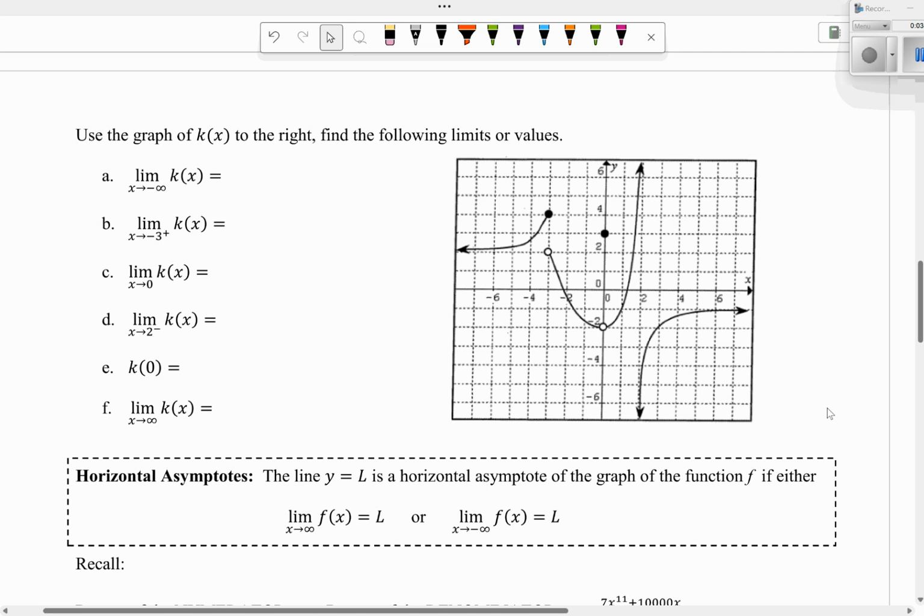So for A here, the limit as x approaches negative infinity. So as we're approaching negative infinity, it looks like we have a horizontal asymptote on the graph right here at 2. The limit as x approaches negative 3 from the right. Remember, this is the right side. So negative 3 from the right side would be right here in my graph. So it looks like we're approaching a y value of 2.